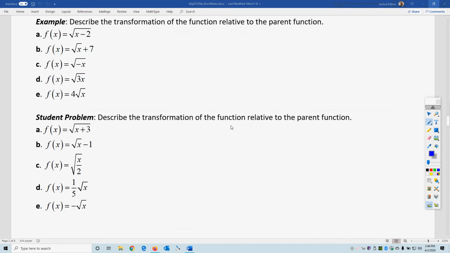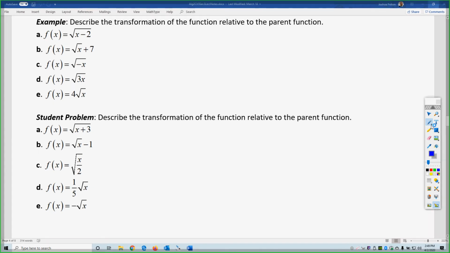So the idea is, regardless of what the radical function is, you should be able to tell me what the transformation is based on what the original parent is. So the minus 2 on the inside, it's inside, so it affects x. It's adding or subtracting, so that's a translate. So this is going to translate right 2 units.